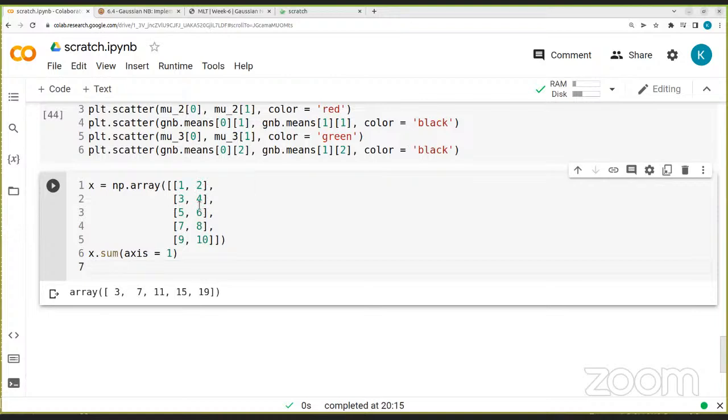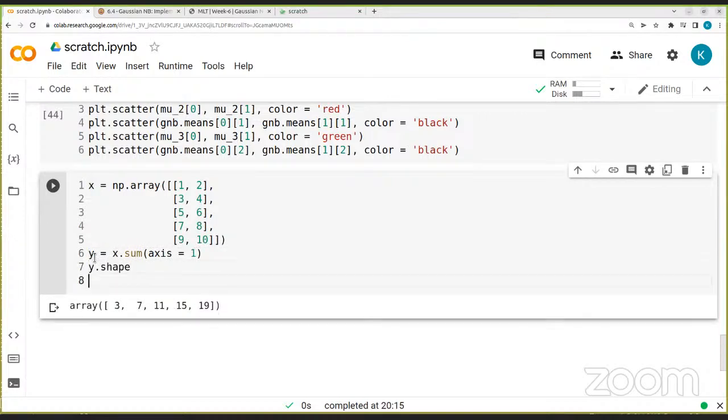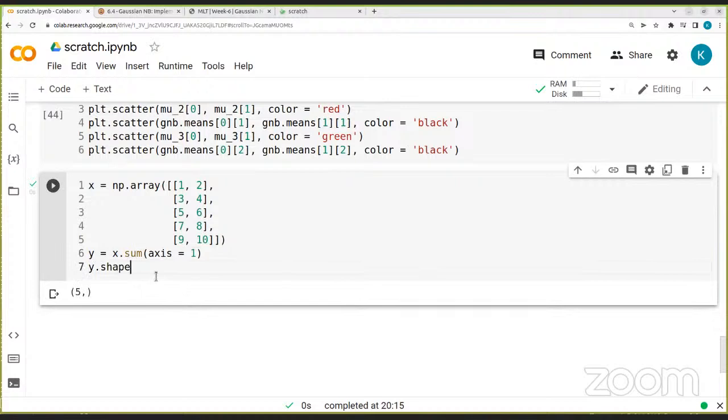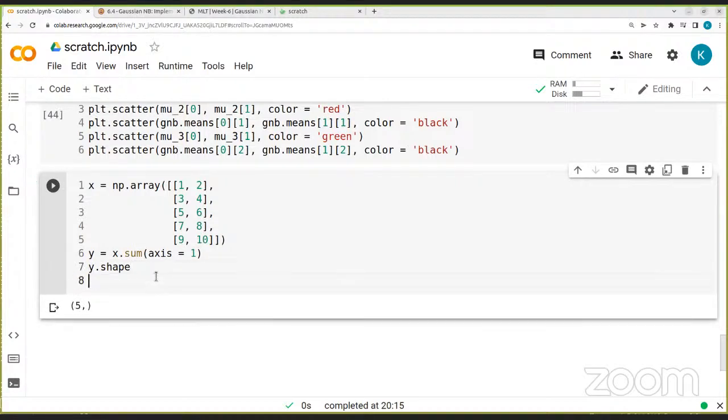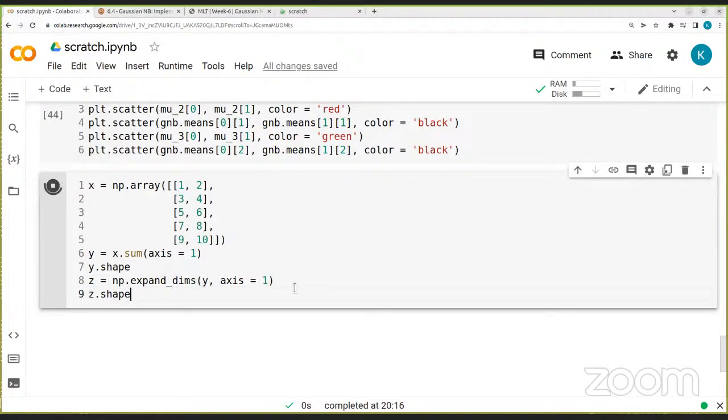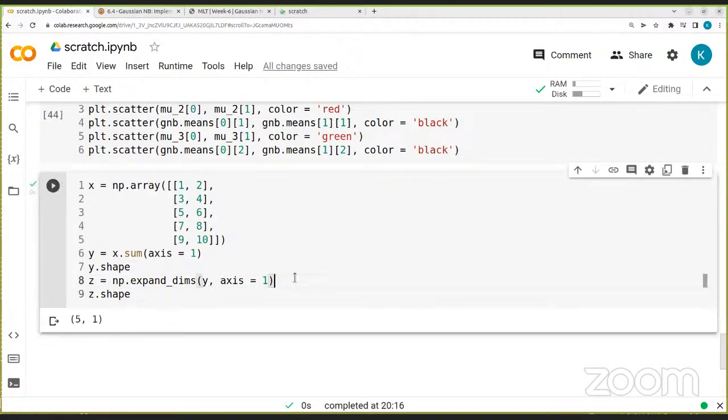So how do I do that? I want to make this 5 cross 1. Currently, let me call this y. The shape of y is (5,). If you run this, I want to make this 5 cross 1. So one way to do that is to expand the dimensions of y along the first axis. I'll call this z. If you now run z.shape, z will be 5 cross 1. That is all he's doing here.